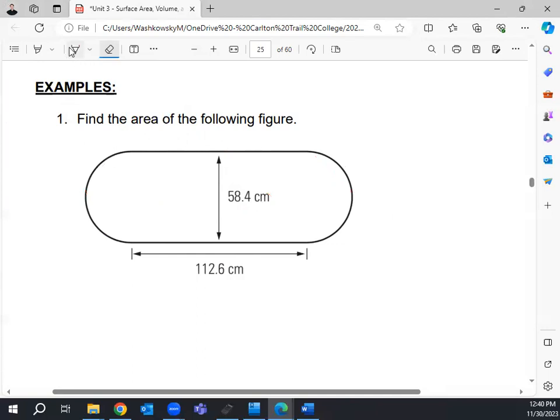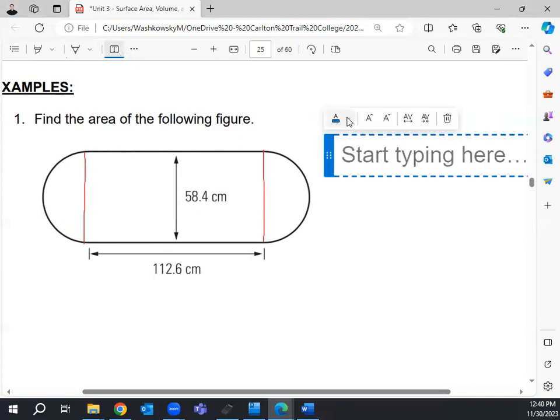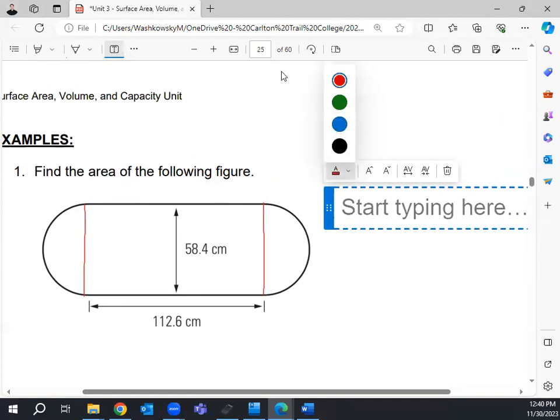Length times width works for rectangles, but I don't have a rectangle. So what I want to do is break this up into basic shapes. If I do this, all of a sudden, what 2 shapes do I have? I have a circle and a rectangle, absolutely. I have 2 half circles, which is just going to be 1 full circle. So this one's not too different than what we're used to.